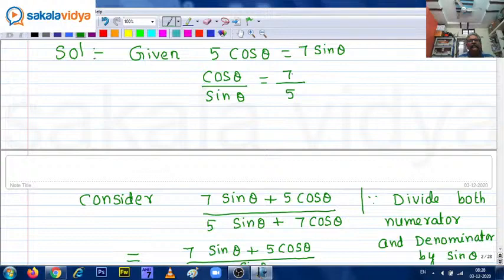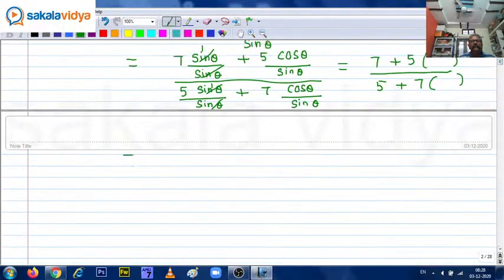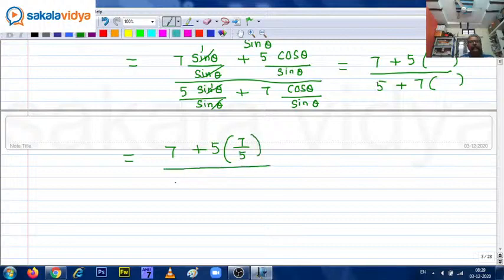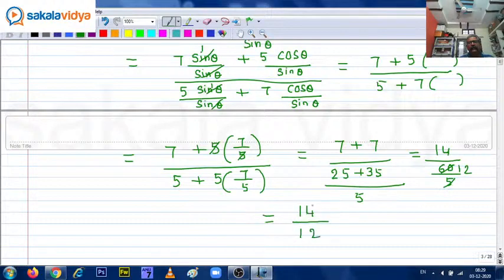See, cos theta by sin theta is 7 upon 5. So we can write this as 7 plus 5 times 7 upon 5, upon 5 plus 5 times 7 upon 5. Here 5 cancels. We have 7 plus 7 upon, here the LCM is 5. 5 fives are 25, plus 5 sevens are 35. This we can write 14 upon 60 upon 5. So the answer is 7 upon 6.